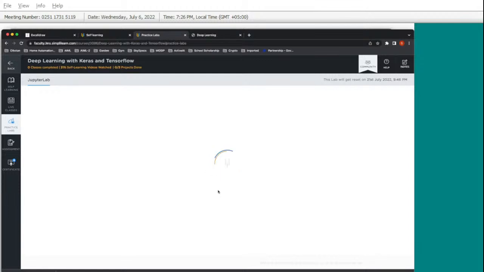What do you mean, are you supposed to upload the files? Yes, of course. You have to upload the file to Jupyter Lab in the practice. This is a VM, right? You have to upload the file once you download it from the self-learning tab.